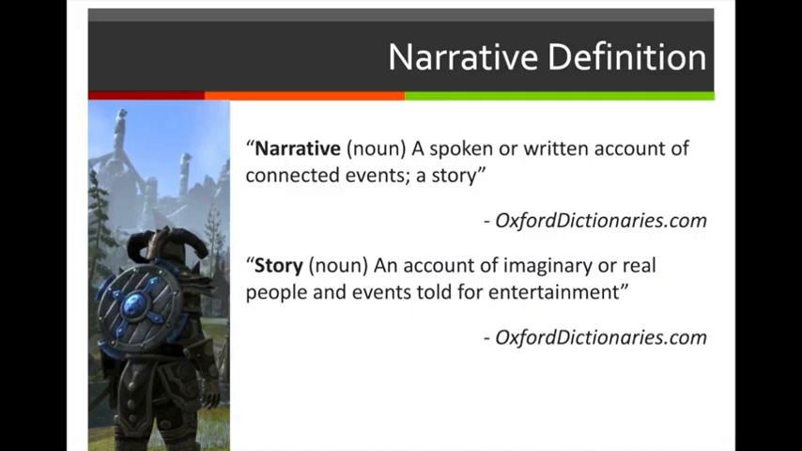So let's start off by talking about interactive narrative and think about what that is. The OED defines narrative as a spoken or written account of connected events, a story, and it defines a story as an account of imaginary or real people and events told for entertainment. But how do we realise that within a game?